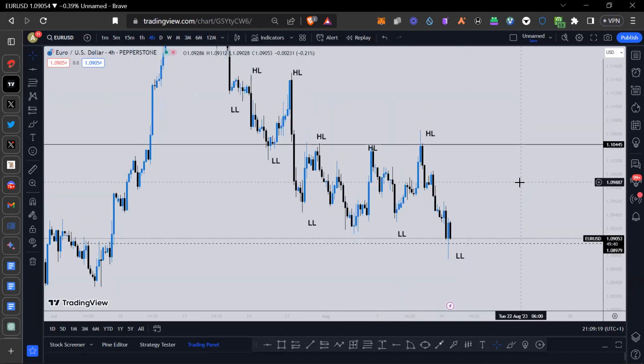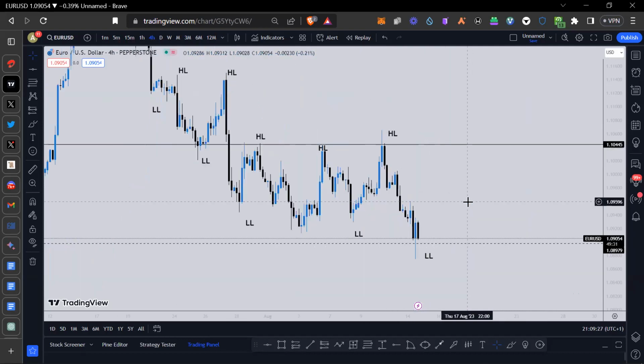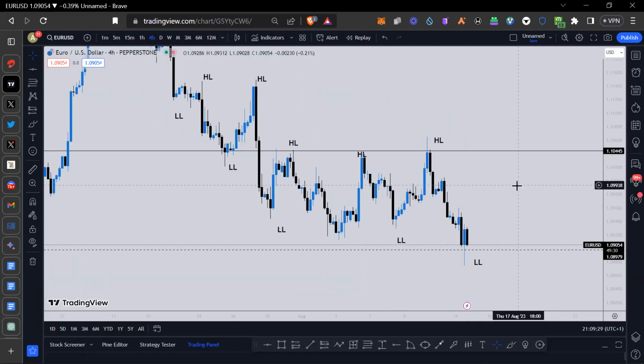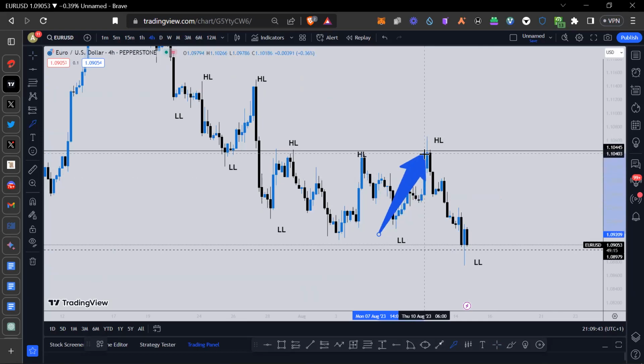So that's basically how the trend works. As long as price doesn't break this higher low here, we're still bearish. That's why, if you check my Twitter account, I posted a signal where I was expecting price to come back here to break out there.